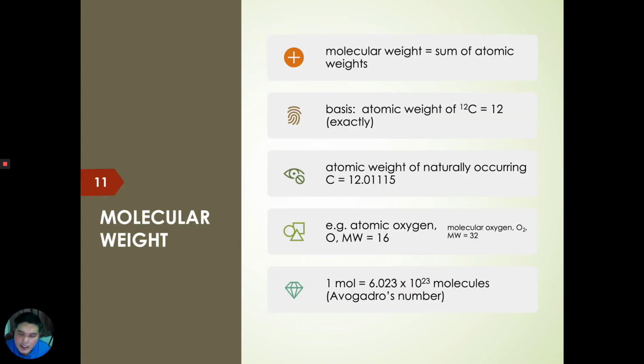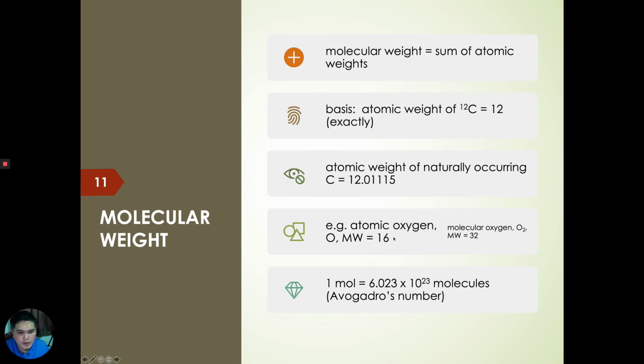So let's talk about molecular weight. Molecular weight is actually the sum of atomic weights. So for example, if you have CO2, each of these atoms has its own atomic weight, and you have to sum everything, which you have learned in your chemistry subjects. Okay, so the basis here is the atomic weight of carbon 12. The exact atomic weight is 12, but for naturally occurring carbon it is 12.01115. Okay, and from that particular basis, we are able to calculate all other atomic weights.